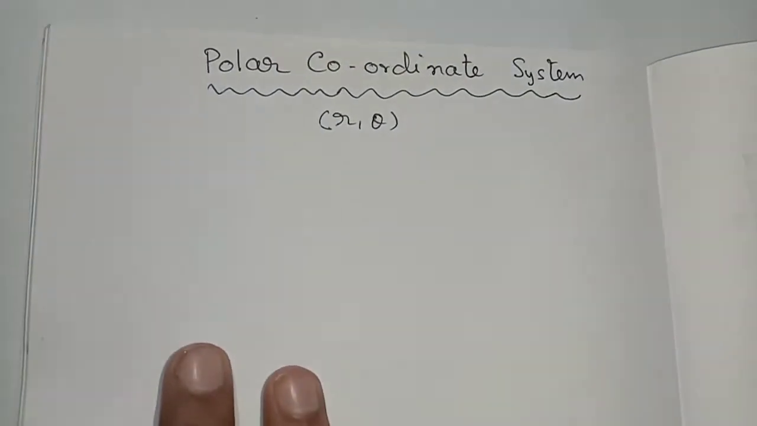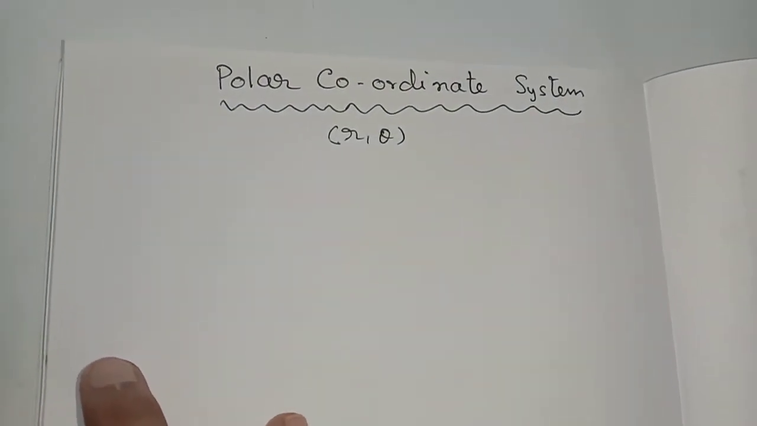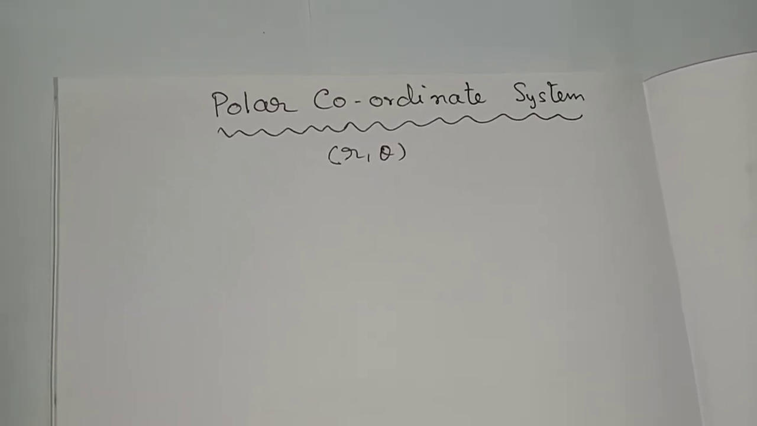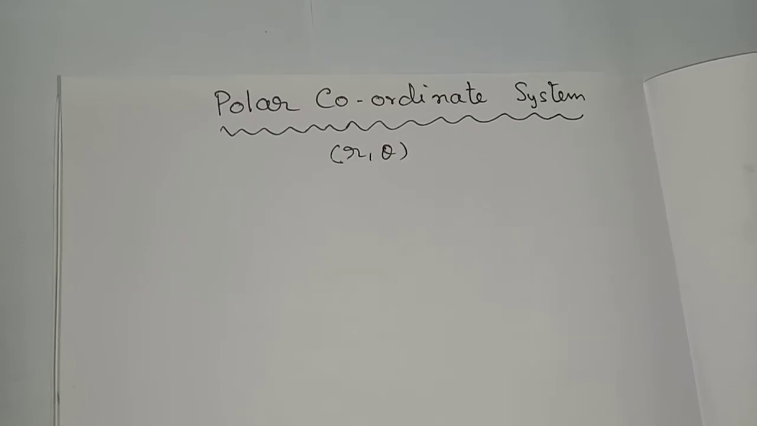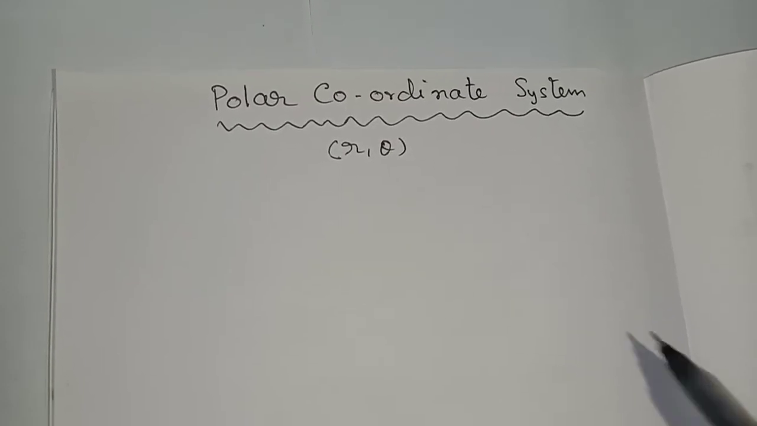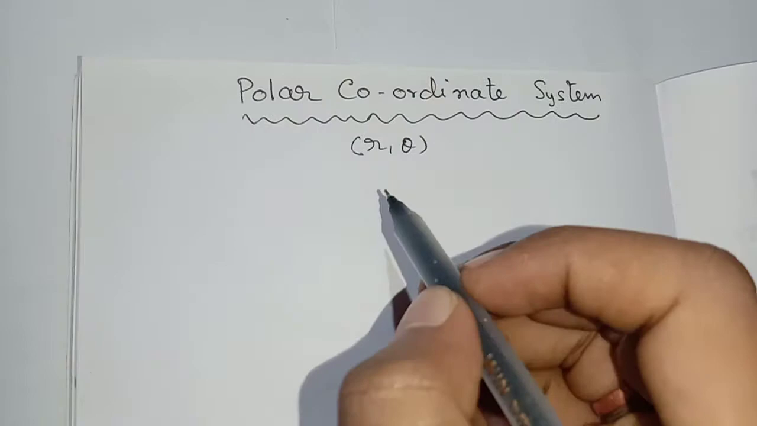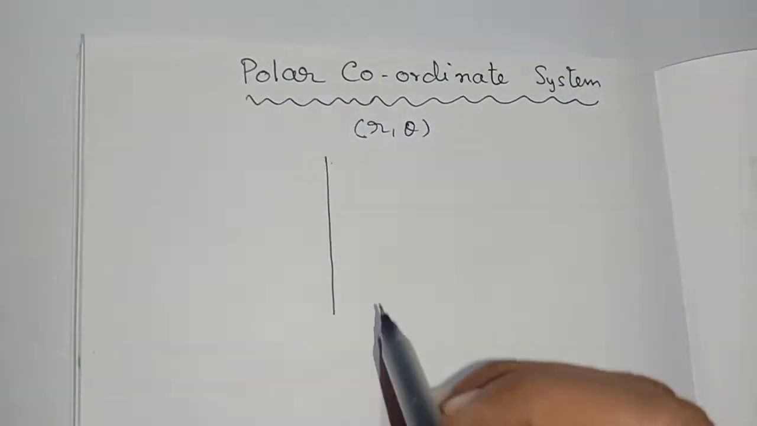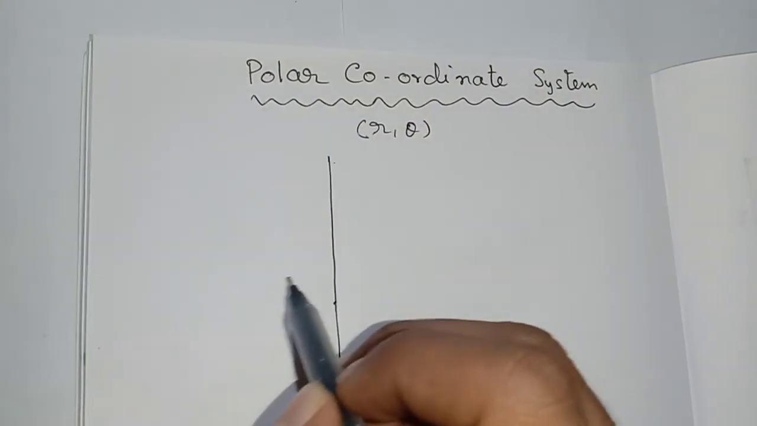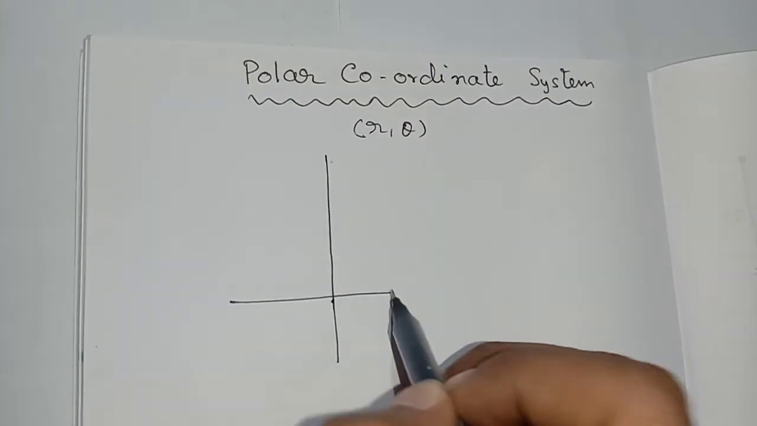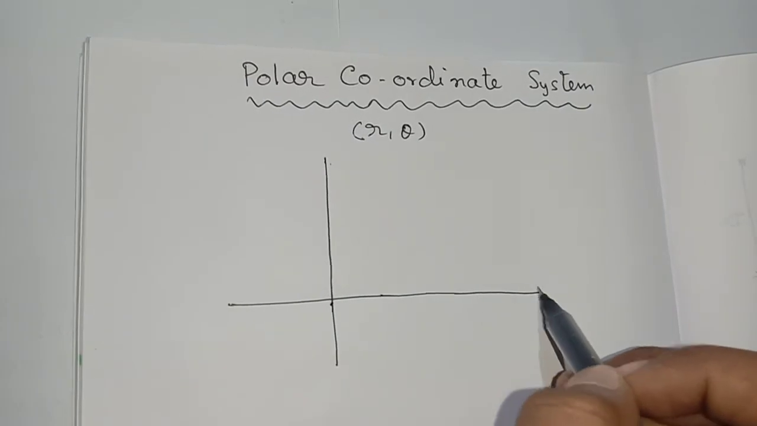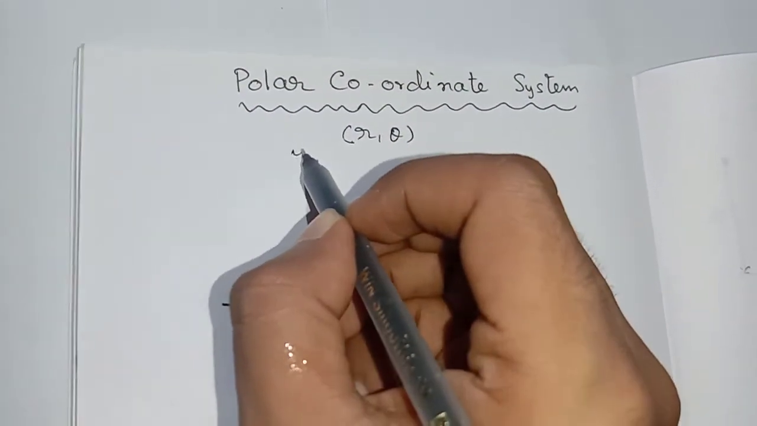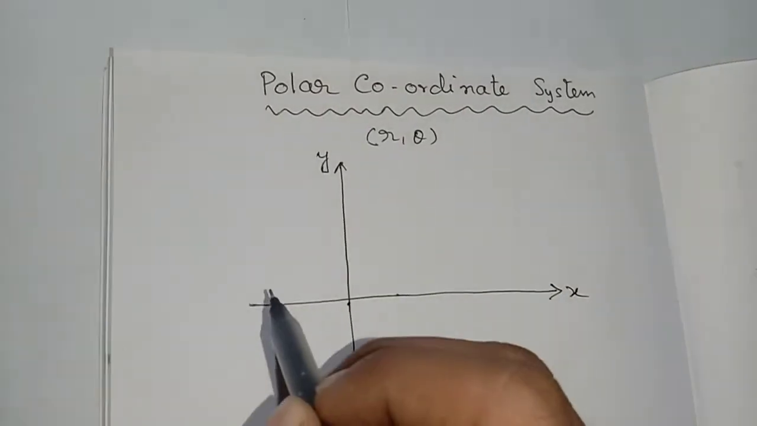First of all, we have to understand the Cartesian coordinate system and then the polar coordinate system. For the Cartesian coordinate system, we have to draw two axes, x axis and y axis. So first I have to draw the x axis and the y axis. This is the x axis and this is the y axis.